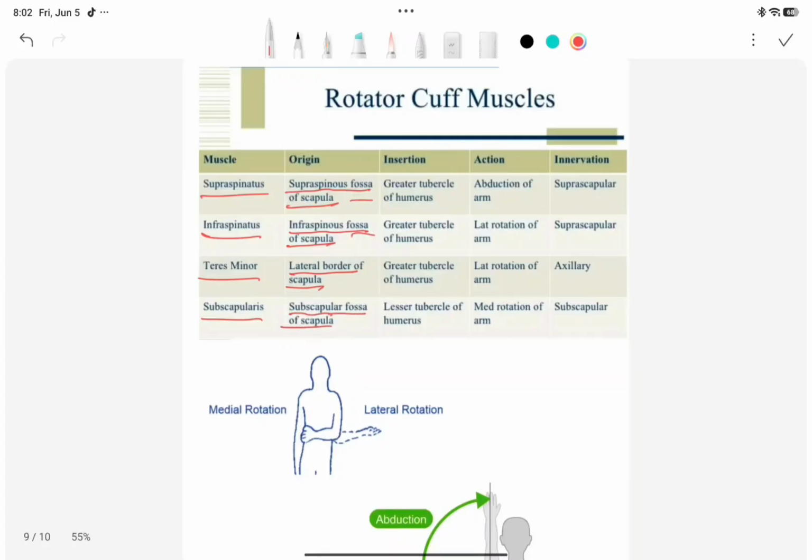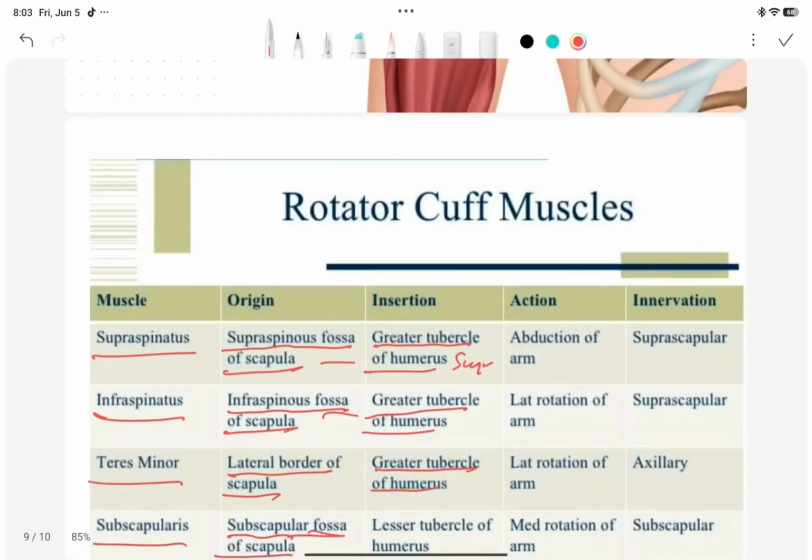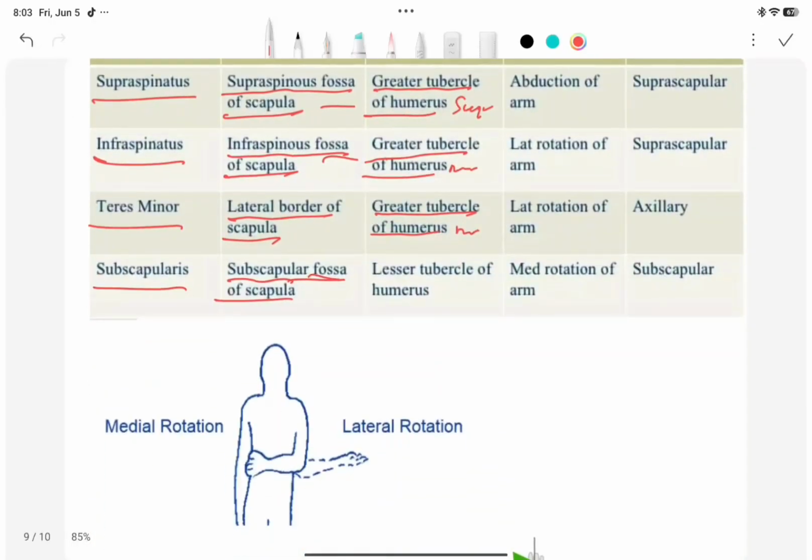Fossa means a depression. The insertion is in the greater tubercle of the humerus. These facets are present just behind the bony prominence, the bony projection. This is also part of the greater tubercle: this is the superior facet, this is the medial facet, this is the inferior facet. The subscapularis originates from the subscapular fossa and inserts into the lesser tubercle of the humerus.